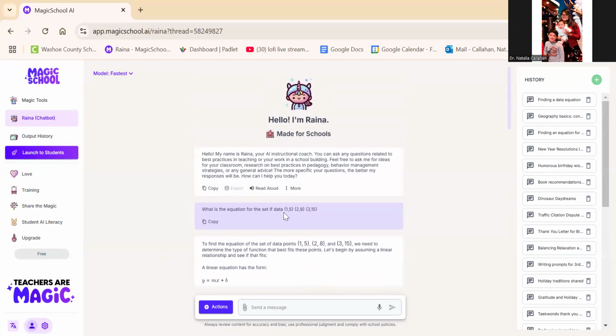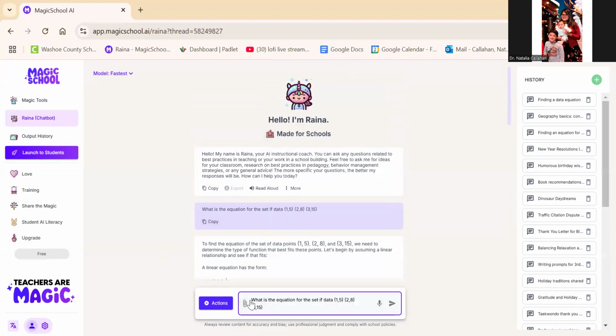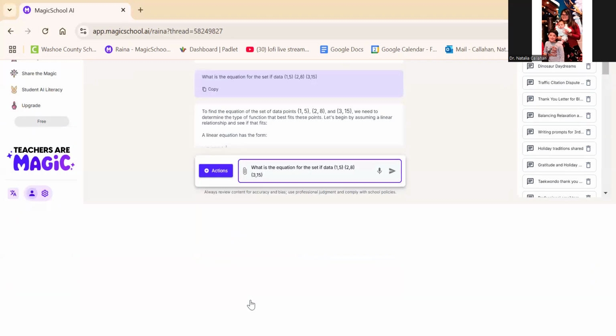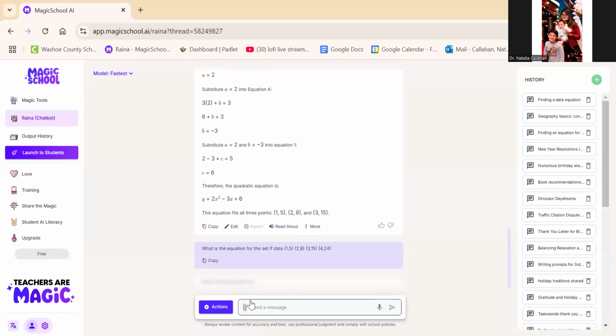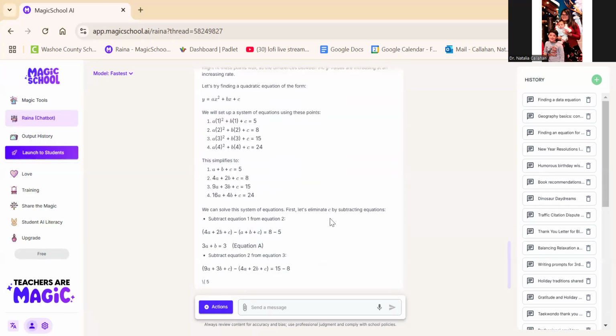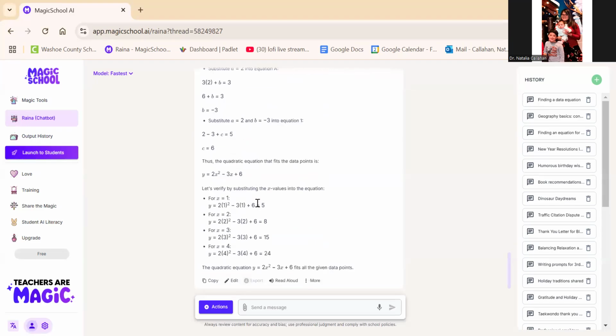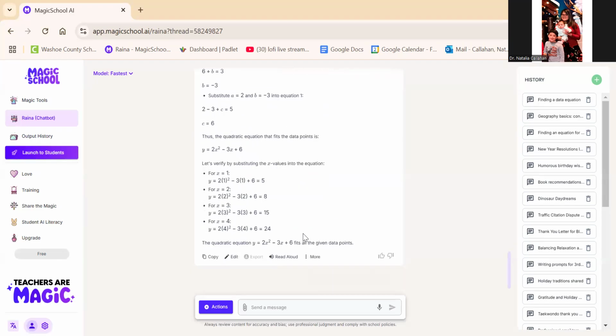So let's try again. And it's 4 comma 24, correct? So let's try this. Okay, and let's try another one. 4 comma 24. So let's see what it comes up with. Okay, so this actually will be the equation right here. This will be the equation. Let's make sure it works, okay?